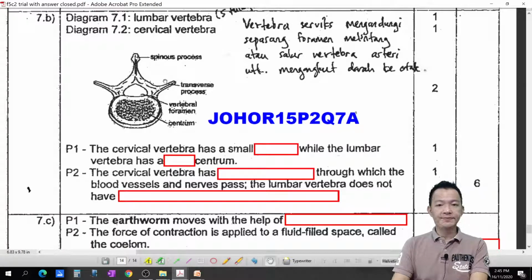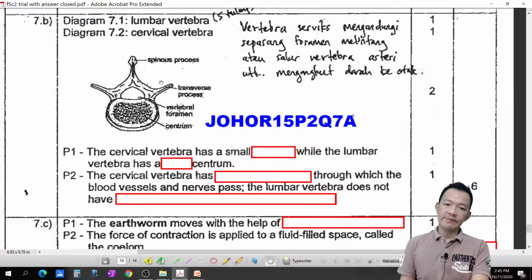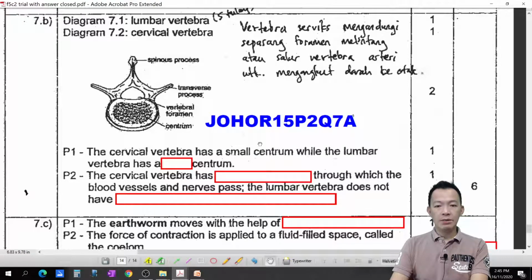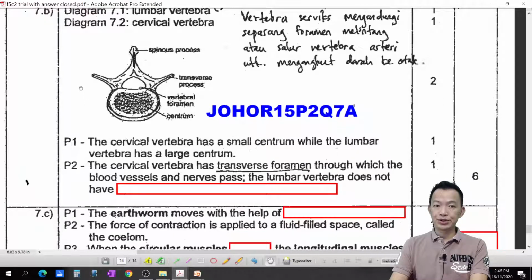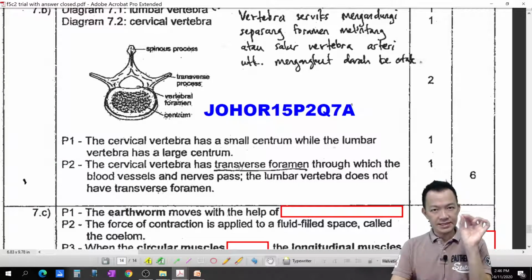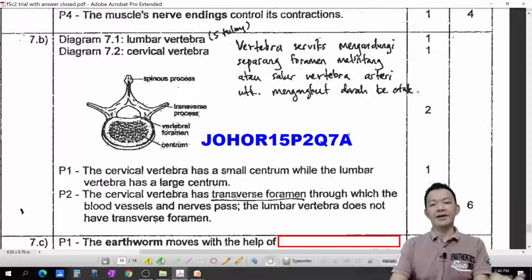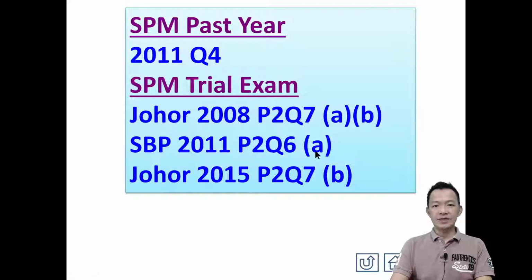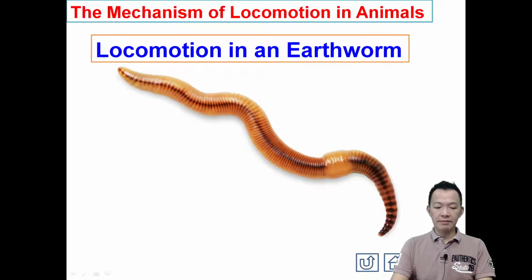The cervical vertebra has a small centrum while the lumbar vertebra has a large centrum. The cervical vertebra has a transverse foramen through which the blood vessels and nerves pass, but the lumbar vertebra does not have transverse foramens. That's how it is tested. Any problem? No. Okay, settle everything. See you in the new title about animals. Bye bye.